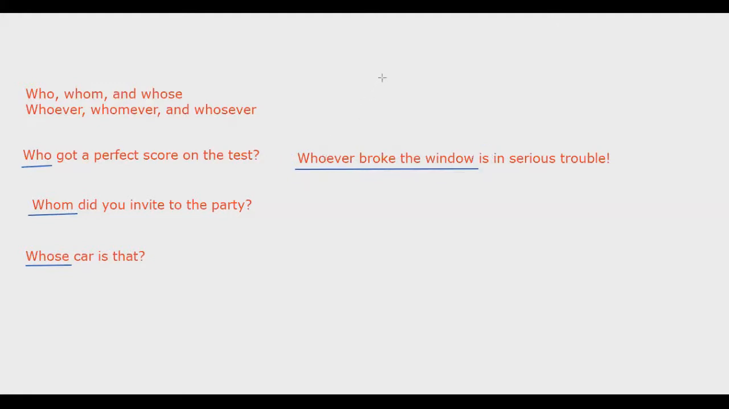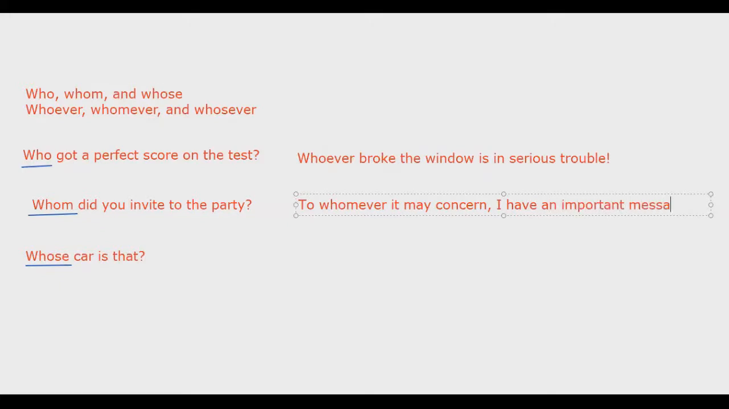Okay, so: to whomever it may concern, I have an important message for you. Here we have whomever as the object of the preposition to.